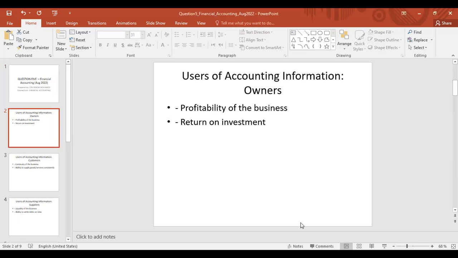Next is the return on investment. The owners want to see the return on the amount they invested, because when you start a business, you contribute capital, and when you contribute capital, you expect a return on investment. So the owners will require a return on investment. That's the information they require as users of the accounting information. So for the owners, we have the profitability of the business and also the return on investment.